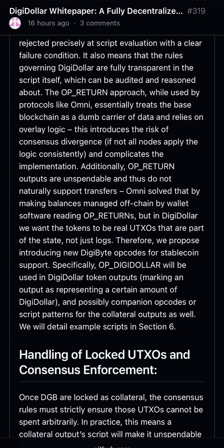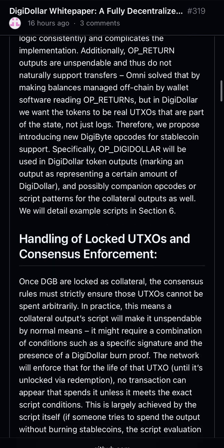Therefore, we propose introducing new DigiByte opcodes for stablecoin support. Specifically, OP_DIGIDOLLAR will be used in DigiDollar token outputs, marking an output as representing a certain amount of DigiDollar, and possibly companion opcodes or script patterns for the collateral outputs as well. We will detail example scripts in Section 6.